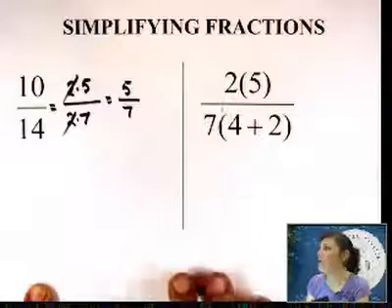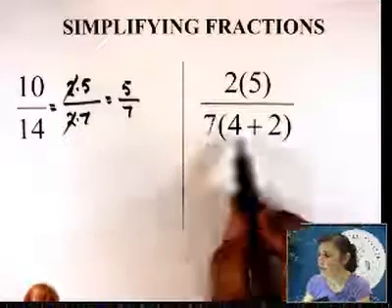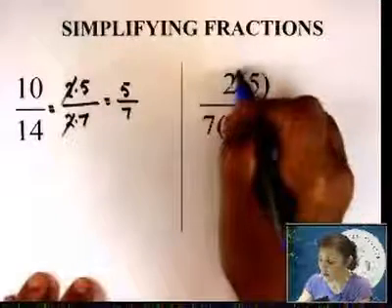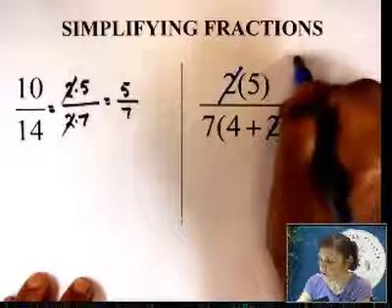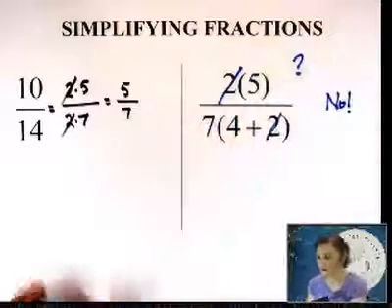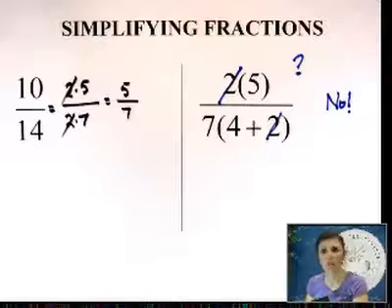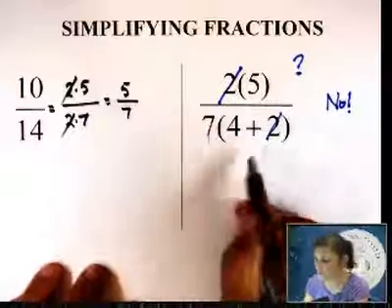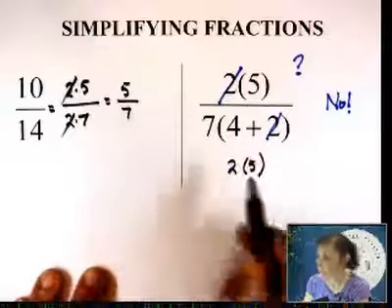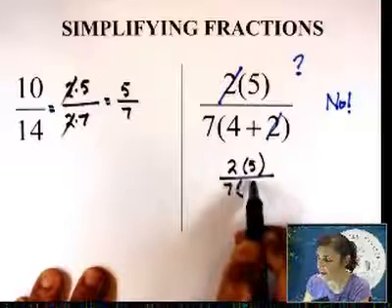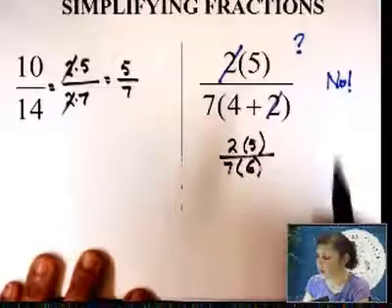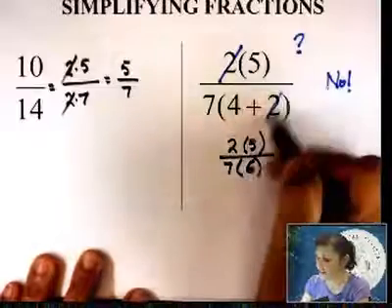Now, let's look at this example. You have 2 and 7, 4 and 2. The question is, can I do this and this? The answer is no. Because remember what you're supposed to do? Order of operations says, do things in parentheses. So you have 2 times 5 over 7 times 6. I can now simplify 2 and 6, but I cannot do these two.